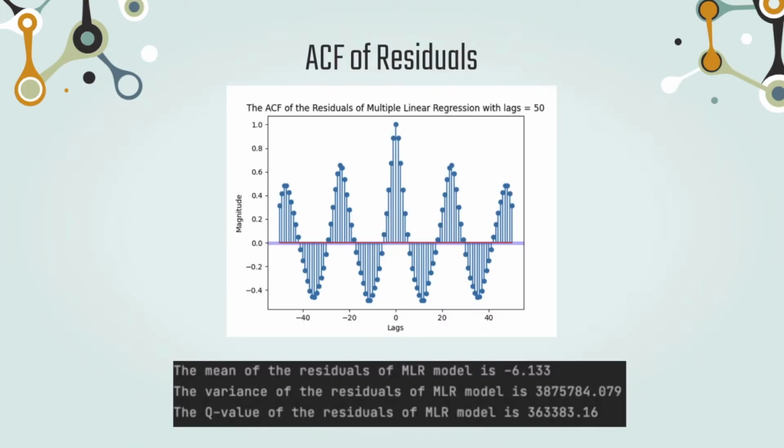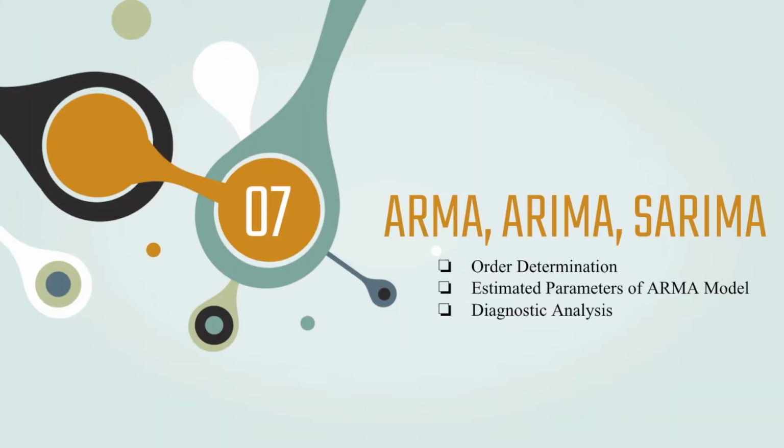From the residual analysis, its variance and the Q-value are also large, and the ACF of the residual still shows the opposite pattern, which means this model has not captured the seasonality pattern in this dataset. Then I'm going to develop the ARMA and the SARMA model. First, do the order determination, then estimate the parameters of the ARMA model, then do the analysis.